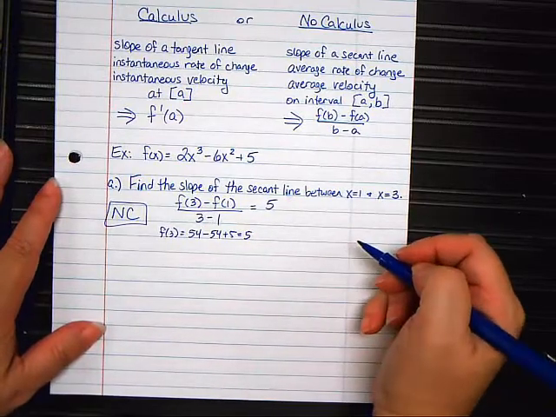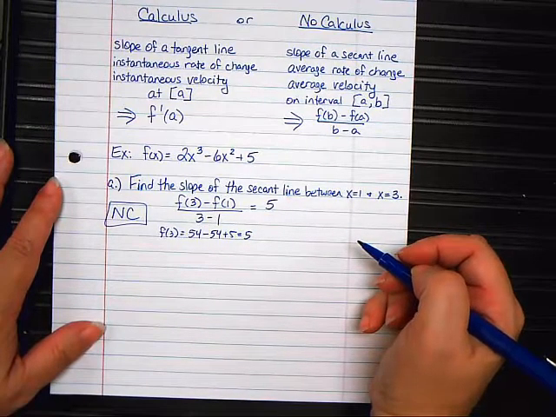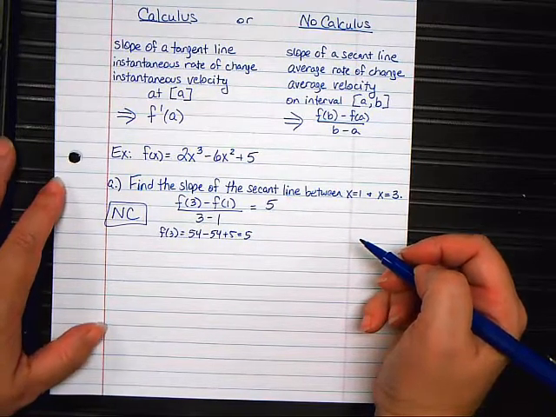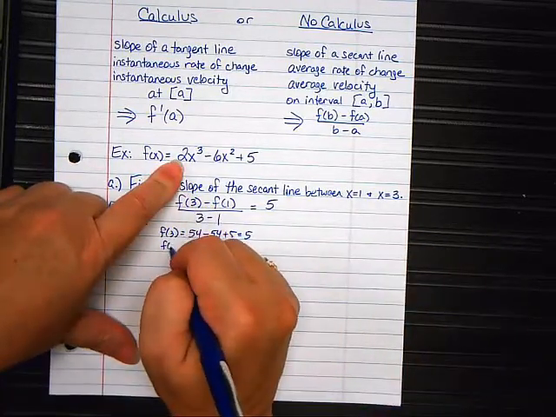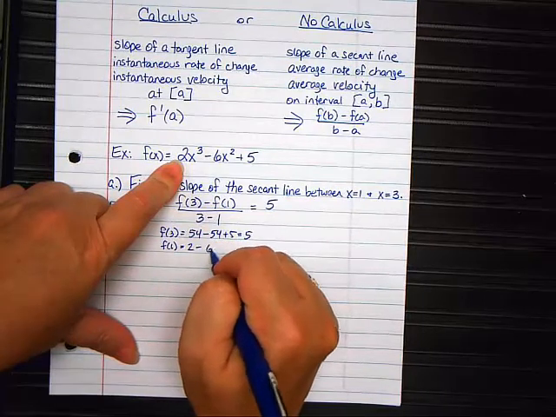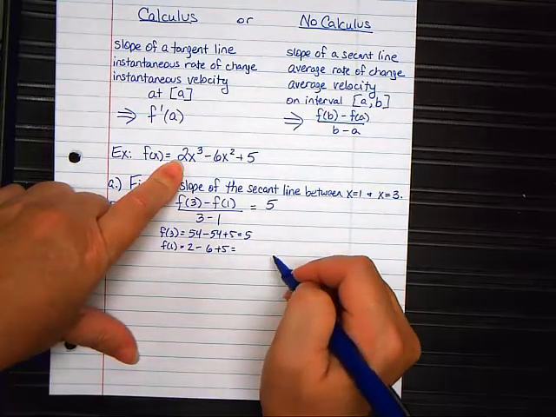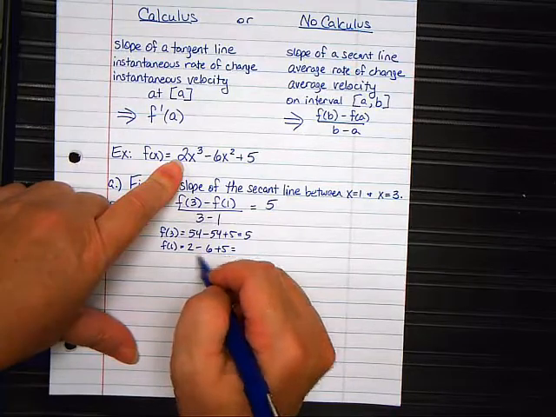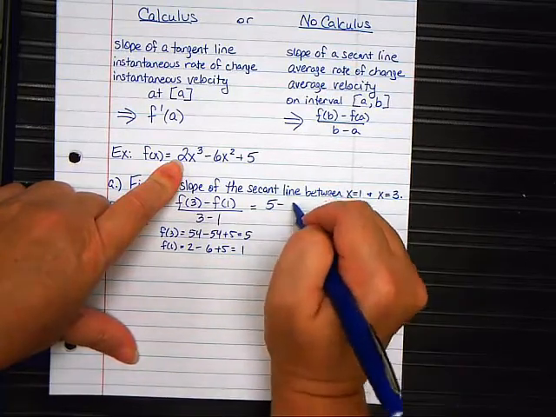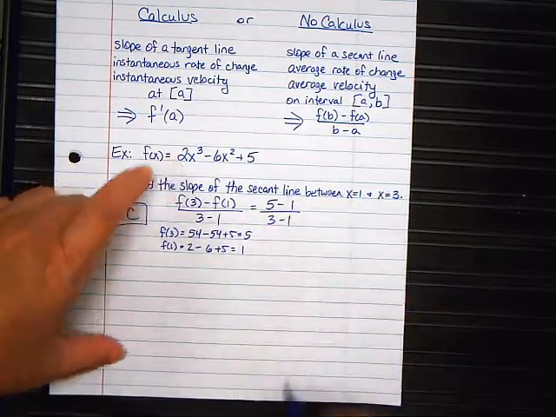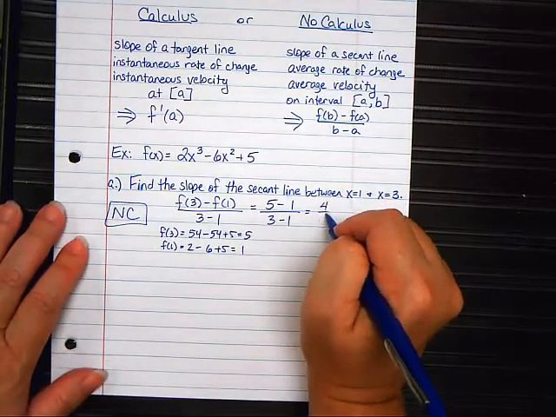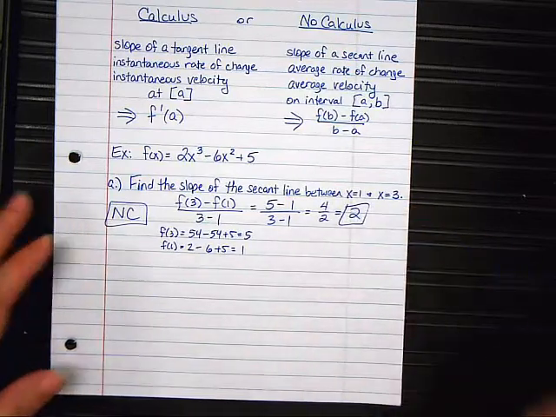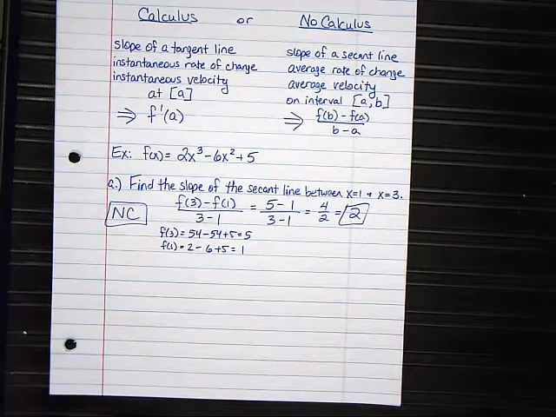You need to be able to do this math without a calculator, because you won't have a calculator if you do something like this on a future quiz or test. F of 1. So it'd be just 2 minus 6 plus 5, which is what? 2 plus 5 is 7, minus 6 is 1. So 5 minus 1 over 3 minus 1. 4 over 2, which is 2. Slope of the secant line is 2. And we've answered the question.